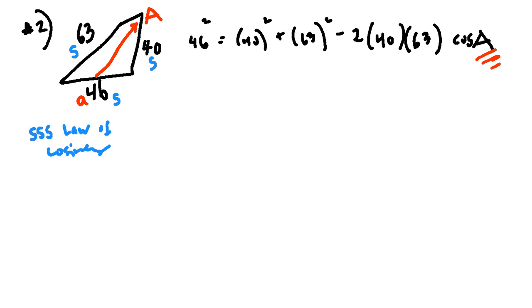Okay, let's see. 46 squared is 2,116. 63 squared is 3,969. 40 squared is 1,600.